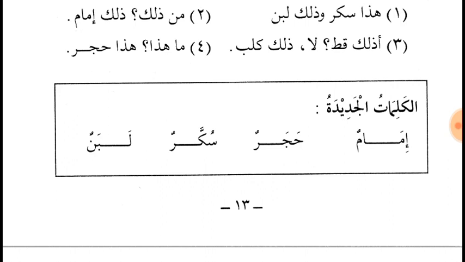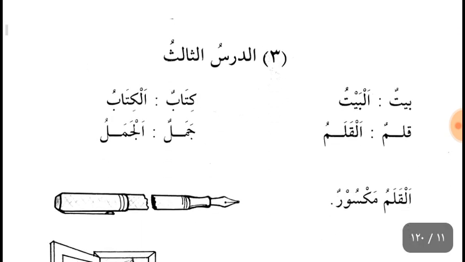Then read next. Al-Kalimat Al-Jadida. The meaning of Al-Kalimat Al-Jadida? New words. Al-Kalimat means words. Al-Jadida means new. The new words. Imamun. Hajarun, stone. Sukkarun, a sugar. Labanun, a milk. Yes. Then we have Ad-Darsu Thalith, third lesson.